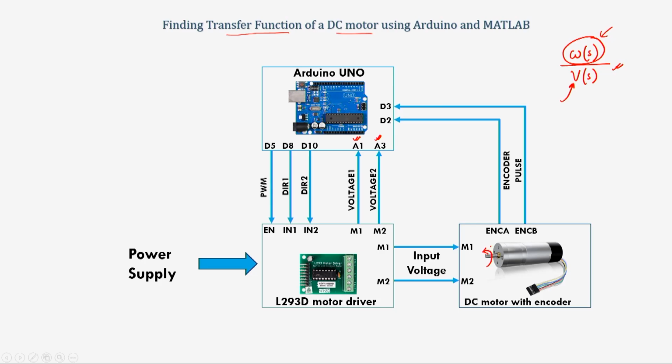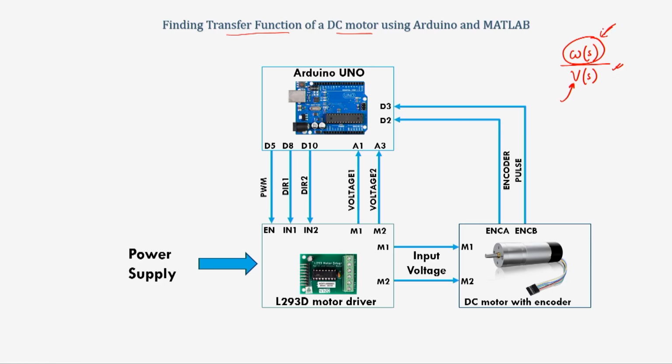So, what we have done is we have taken a DC motor which has an encoder in it. The encoder pulses help you calculate the speed of the motor. I will put references that will help you understand how the speed is calculated using encoder pulses. Now, if you have a motor which does not have an encoder, you have to put some kind of sensor here that will give you the speed of the motor.